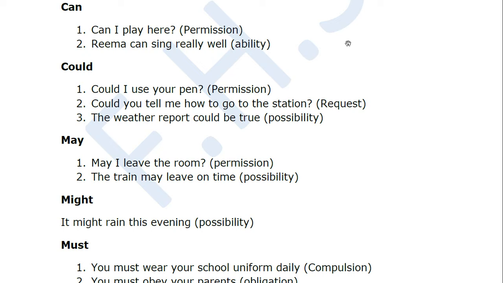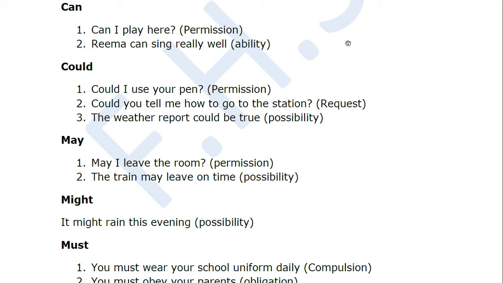Next sentence, Rima can sing really well. So here you're not asking anyone permission. You are telling about your ability or something that you can do. So you are expressing that this is what I can do. So it is showing your ability.